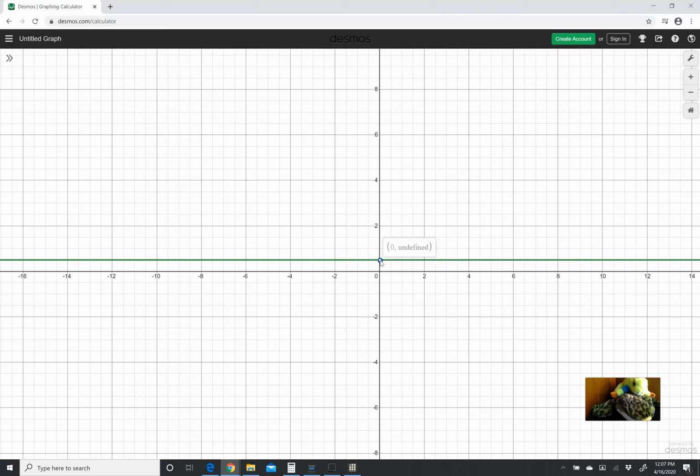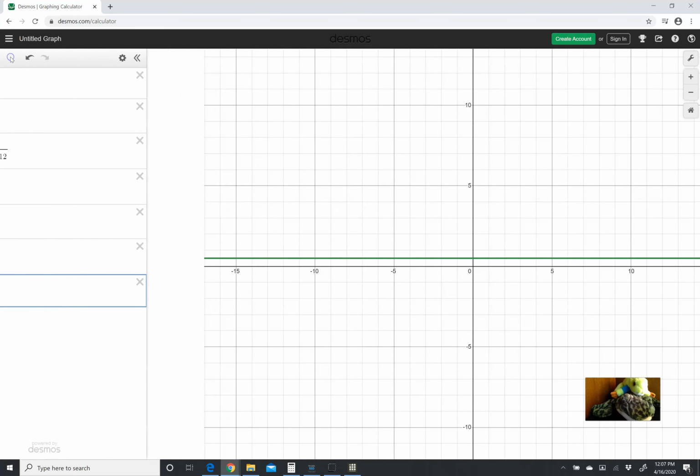Okay, so when the x's cancel, we get a hole, and we have a vertical asymptote at 1/2. Let's take another example.